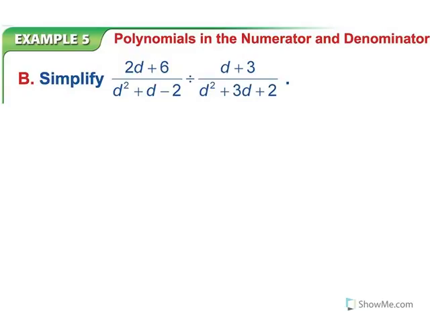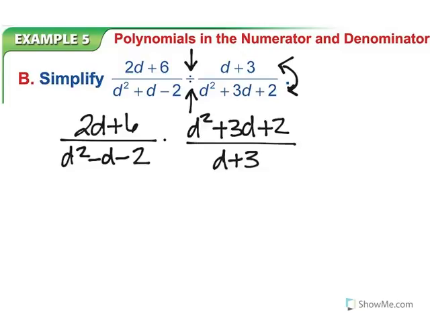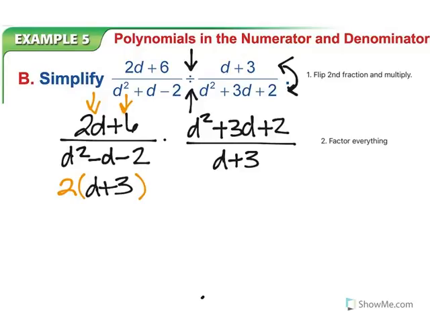So we're going to do the same thing, except now we have division. So anytime we see a division sign, make sure you take this second fraction and flip it, and then change the division to a multiplication sign. The next step, after we have rewritten it, is to factor everything. So I'm going to start with my first numerator. They both have a 2 in common, so I'm going to factor out a 2. And what's left is a d plus 3.